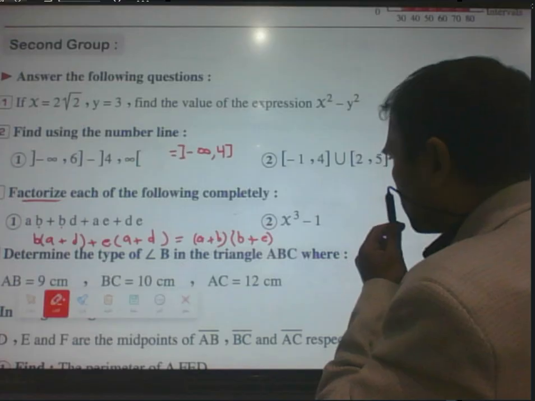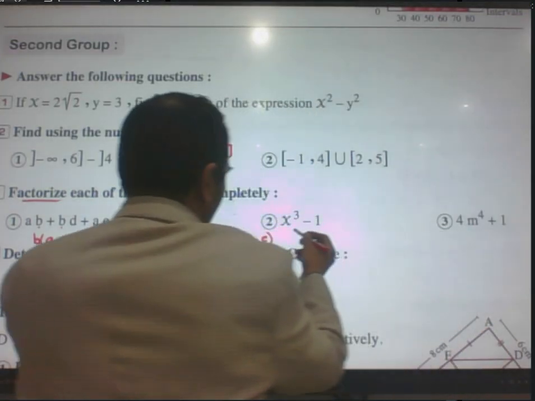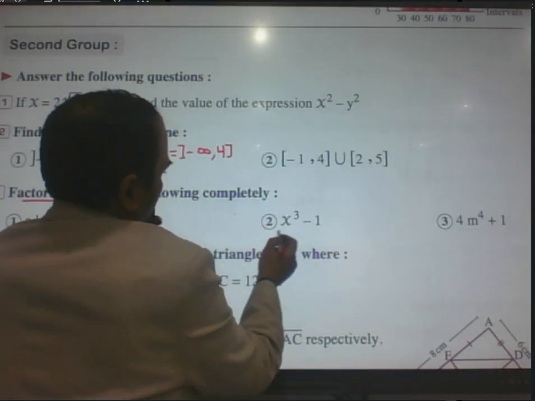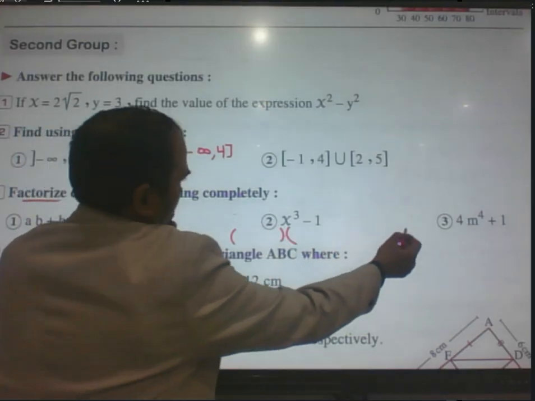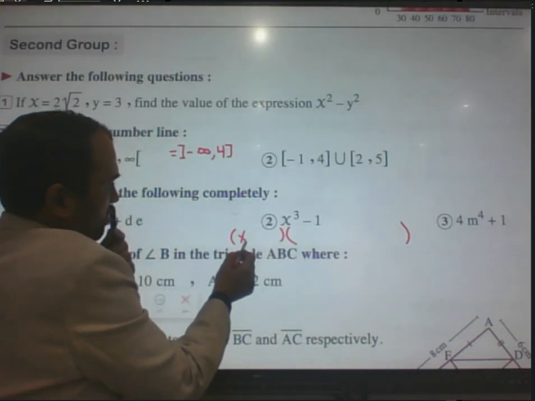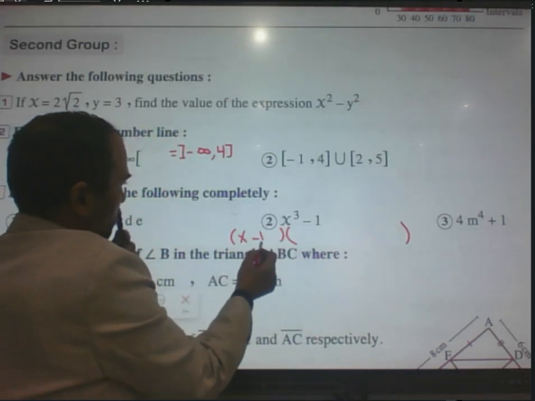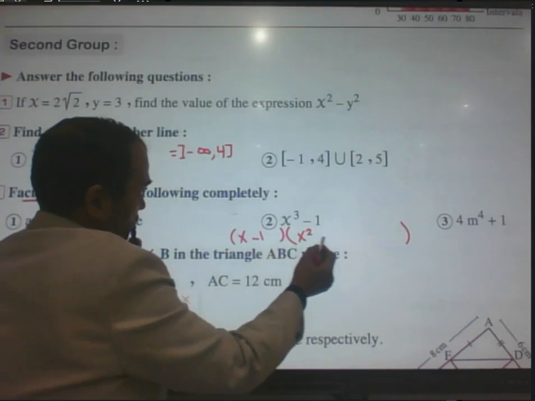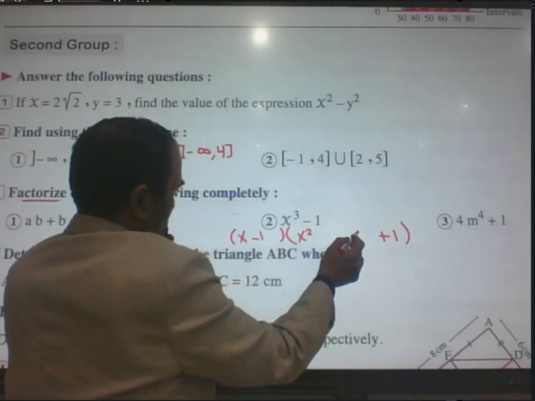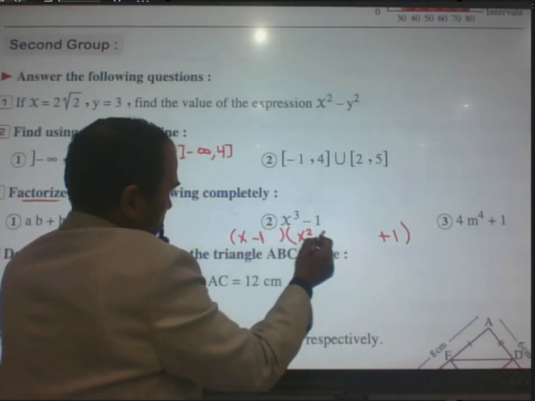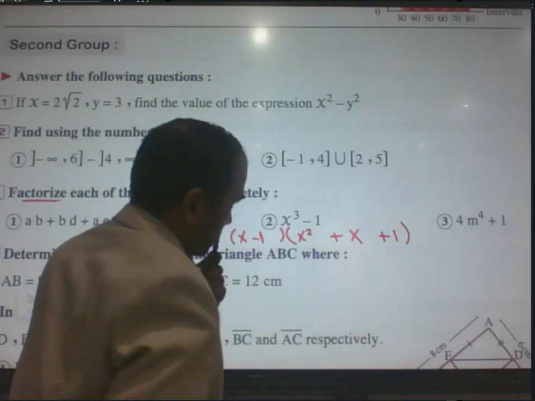Next question, x power 3 subtract 1. We can factorize by opening small brackets and greater brackets. Cubic root of x power 3 equal x. Cubic root of negative 1, it will be negative 1. X power 2, x power 2, negative 1 power 2, it will be 1. And the middle, first and second, and change the sign, positive x.